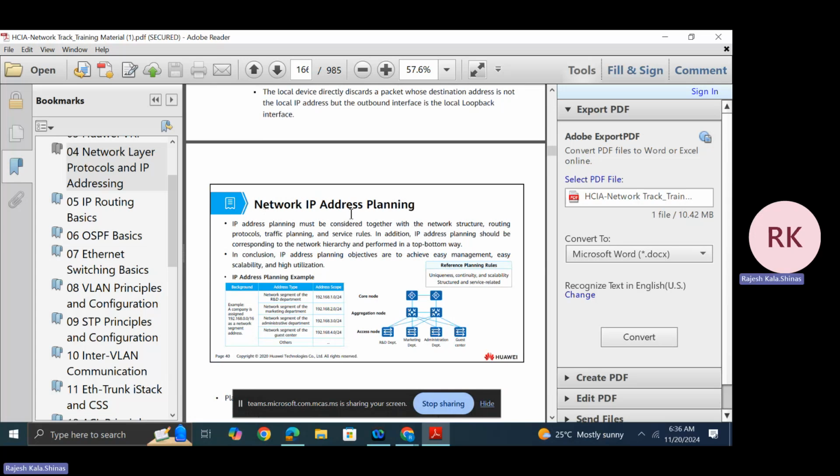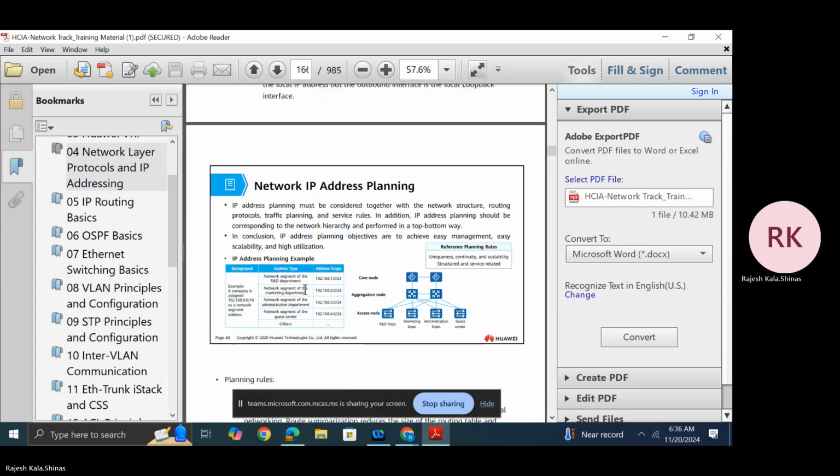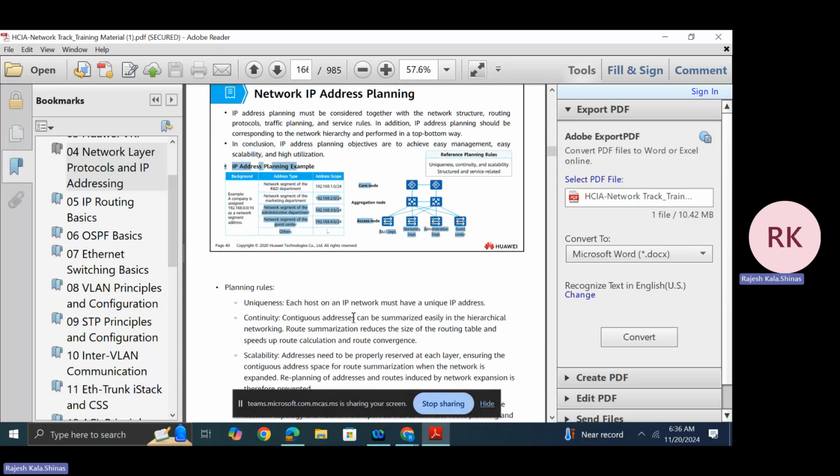Network address planning. Whenever we plan to build a network, there should be a plan for the network addresses also: how many networks, and how many IP addresses are needed for each floor or each department. So we should have a plan, and based on that we can go for subnetting. For example, the R&D department gets this network with a /24 prefix, a 24-bit network and 8 host bits, so 2 to the power 8 minus 2 gives 254 IP addresses for that network. Then the marketing department needs this network. So we are giving a separate network for each department, and we need the planning.